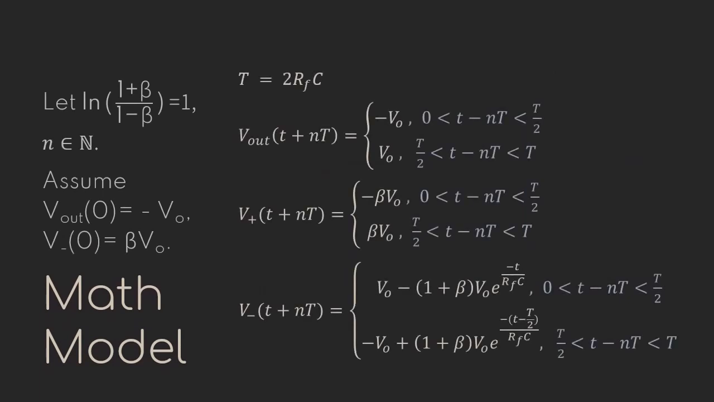Finally, we reach our mathematical models that we used in the Python program, and these are for when natural log of (1 plus beta) over (1 minus beta) is equal to 1, assuming that V out is equal to negative VO and V inverting is equal to beta VO at t equals 0.